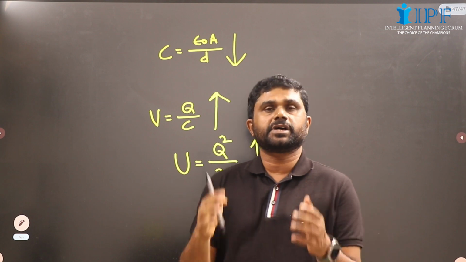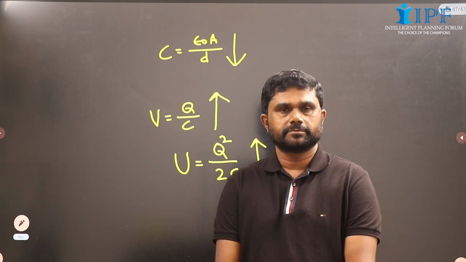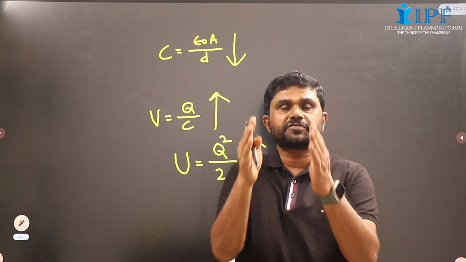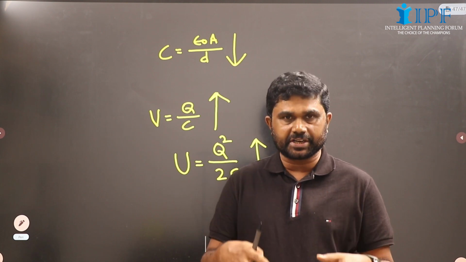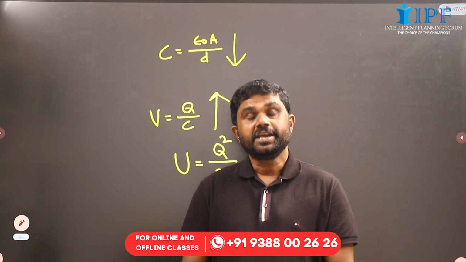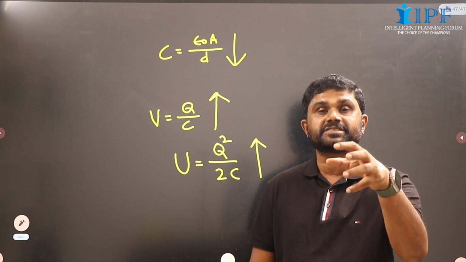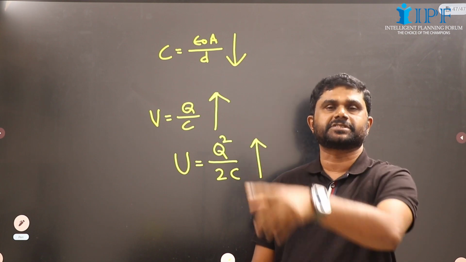Now suppose the capacitor is kept connected to the cell, then the voltage will remain constant. Now if the plates are further separated, then the capacitance will decrease. So the charge stored in the capacitor will decrease. Energy stored in the capacitor will decrease, because the voltage remains the same as it is kept connected to the cell.